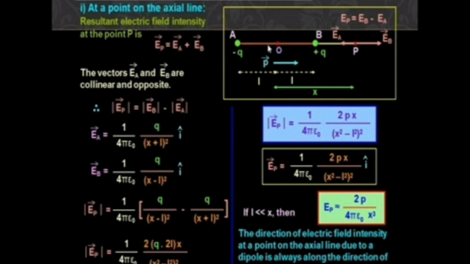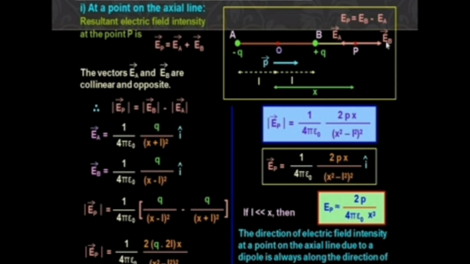axial line la enna pandrom? This is the axial line. So on the axial line you can consider the point P. From the center of the dipole to that point P, that distance we can take as x. Okay. So from center point to that minus q, that is half of the distance. That we have to take as a small distance, that is half of the distance.